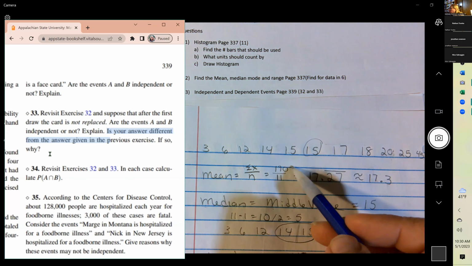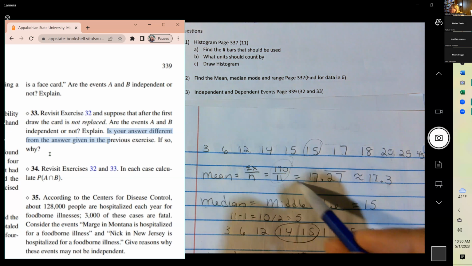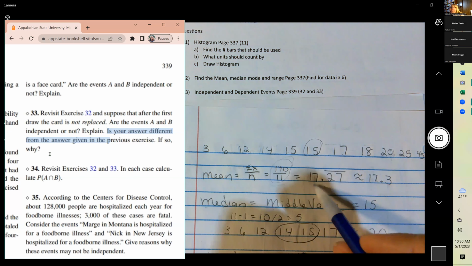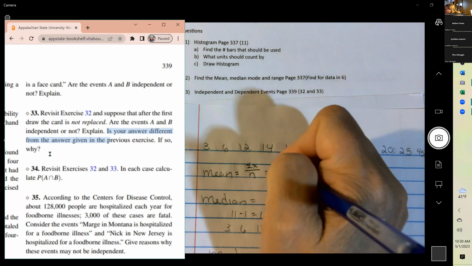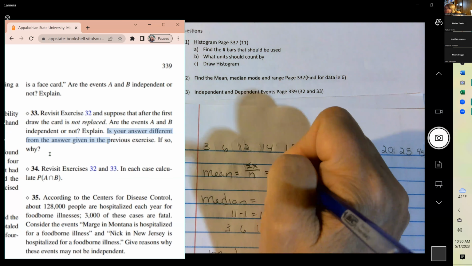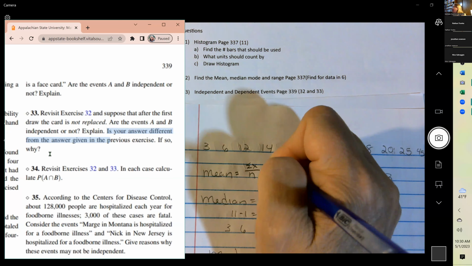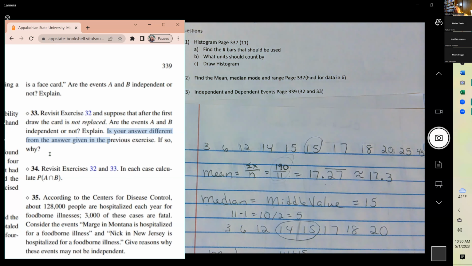So show all of your work. If you had this and then wrote this wrong, I know you knew what you were doing. You just typed something in wrong, or wrote it wrong. I typed it in right. But any questions on them?